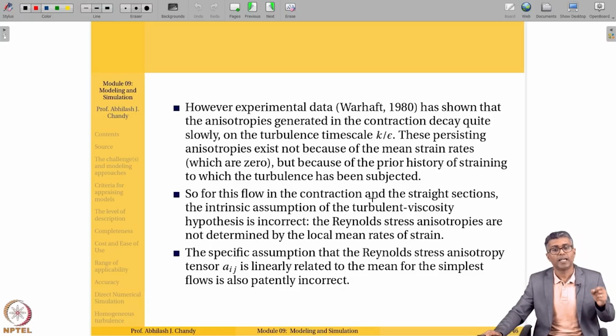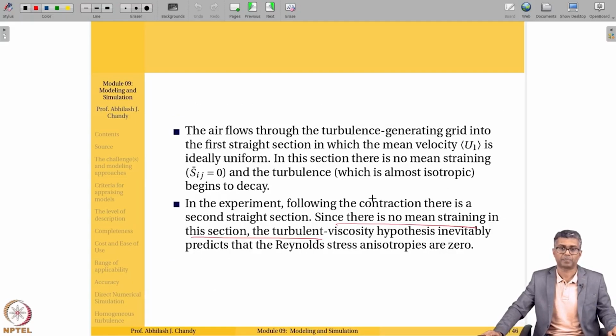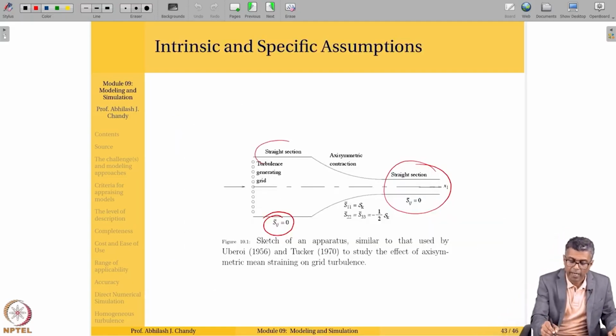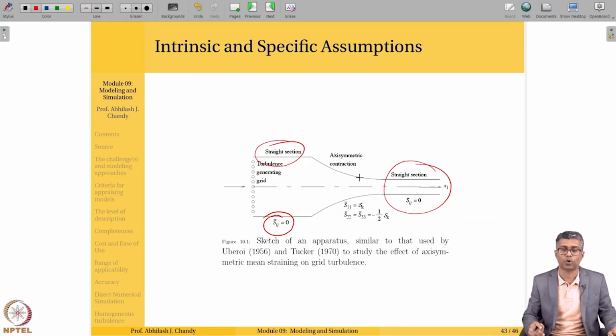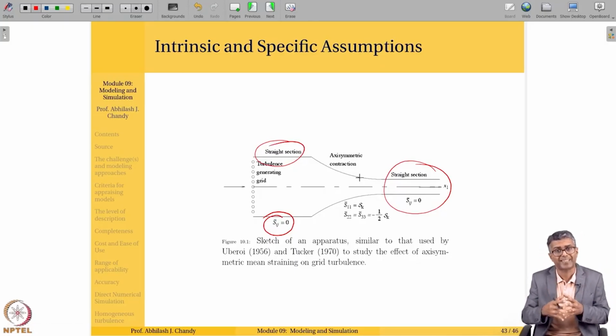So for this flow, in the contraction and in the straight section, the intrinsic assumption becomes incorrect. Here it was okay, but once it passes through the contraction, the anisotropic turbulence takes some time to decay, right? It is not going to decay immediately. Whereas what we do with the intrinsic assumption is say that if the mean strain rate is 0, boom, your Reynolds stress is 0. In reality, that is not what happens.